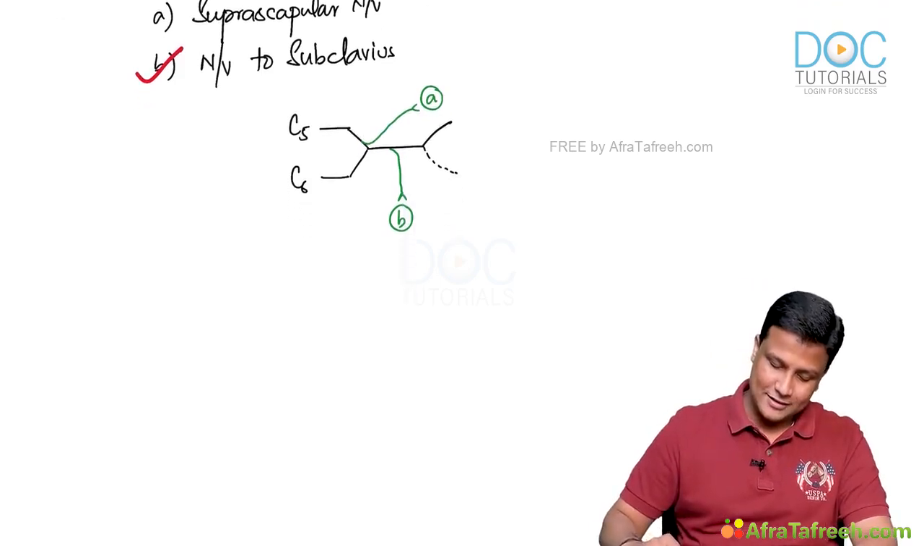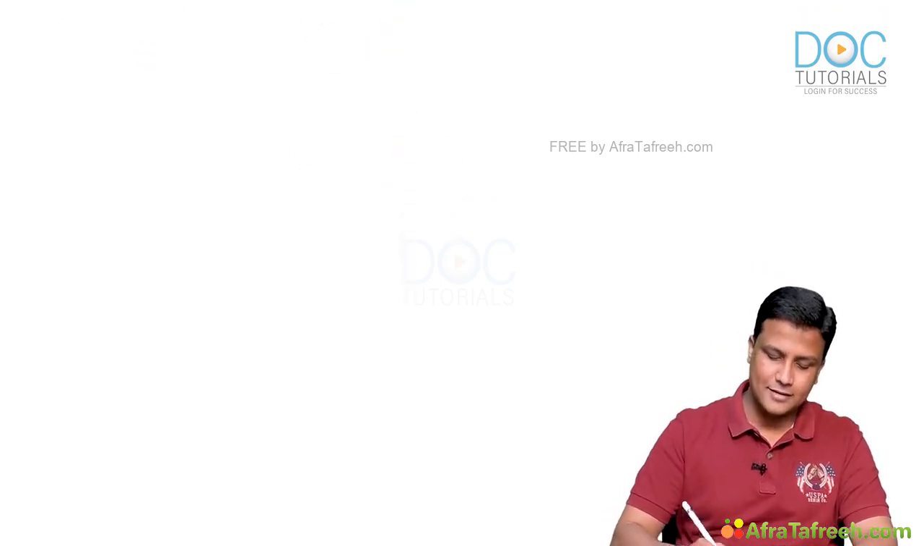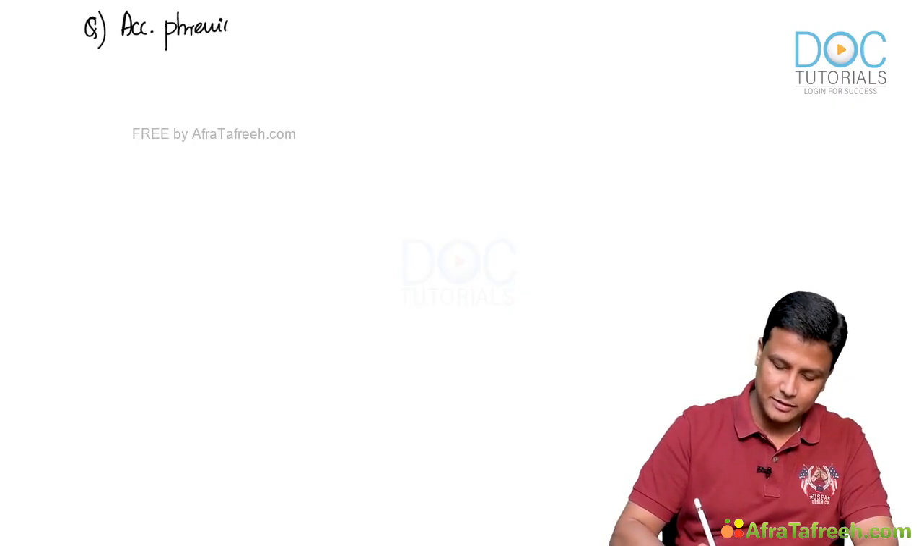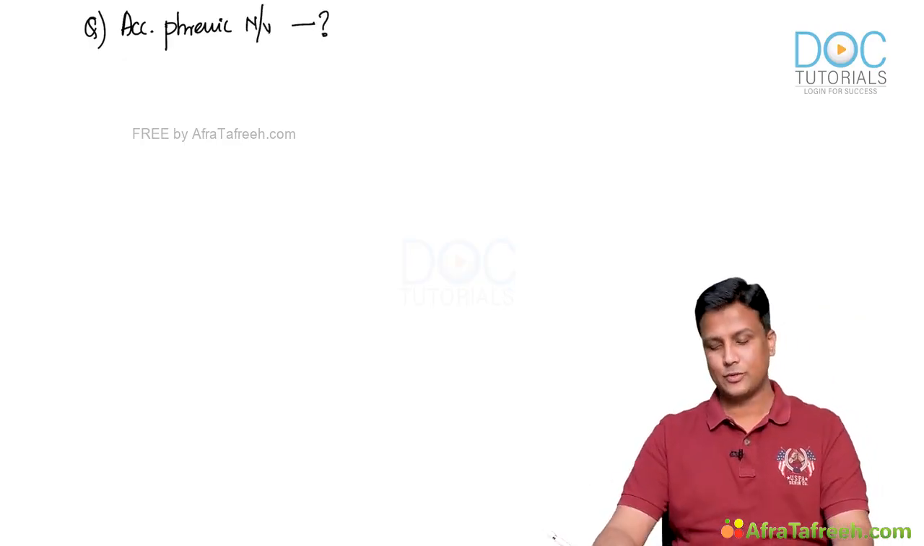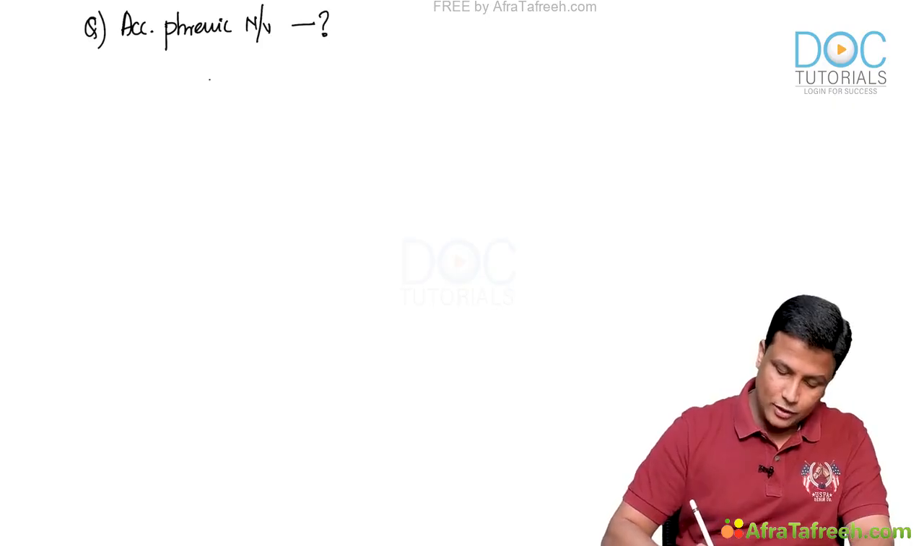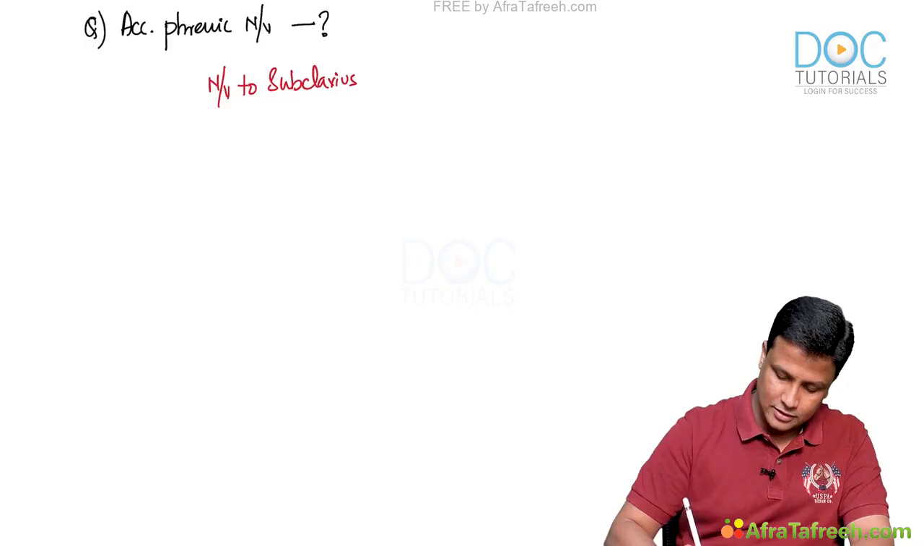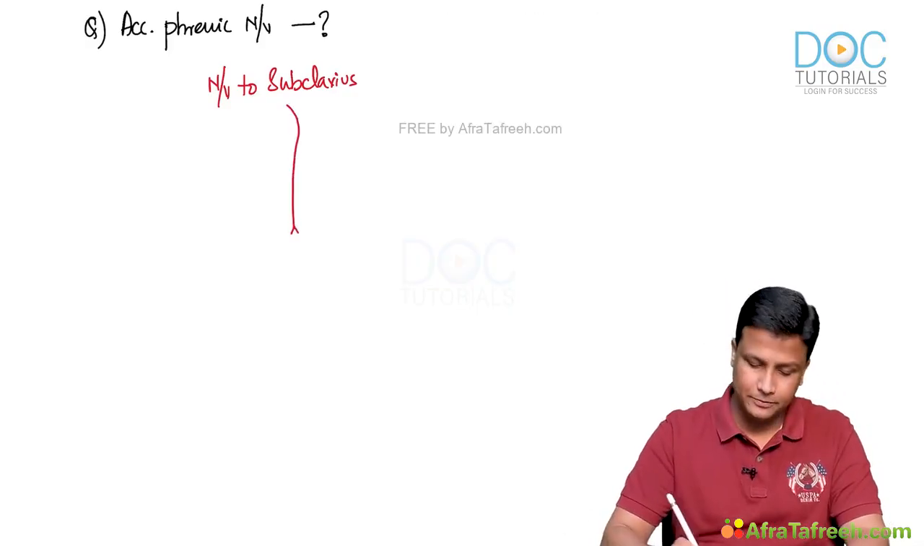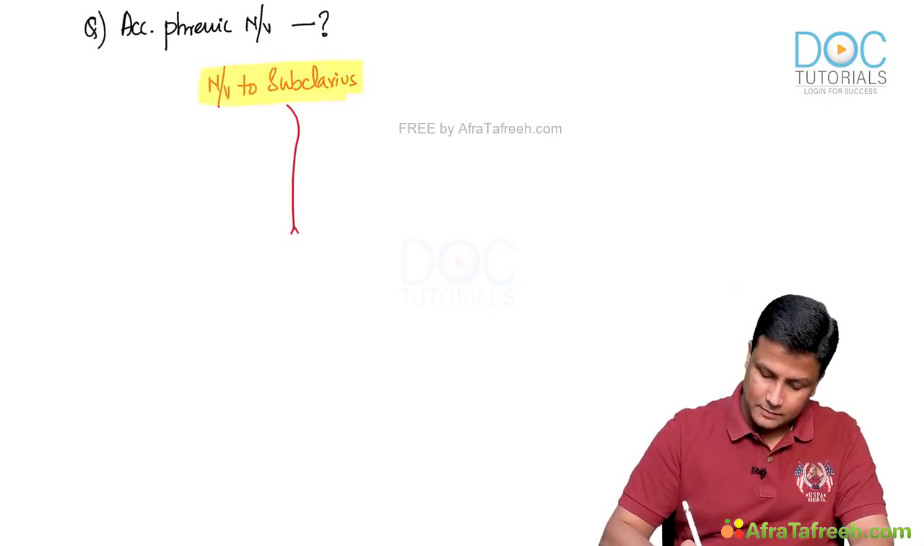Next, one more question, guys. Have you ever heard about the accessory phrenic nerve? There was a question asked regarding the accessory phrenic nerve, guys. It's a branch of which one? I mean to say, the accessory phrenic nerve is a branch of which one, guys? So just now I told you about nerve to subclavius. You just imagine here, this one will be your nerve to subclavius. Just an imaginary diagram, nerve to subclavius.